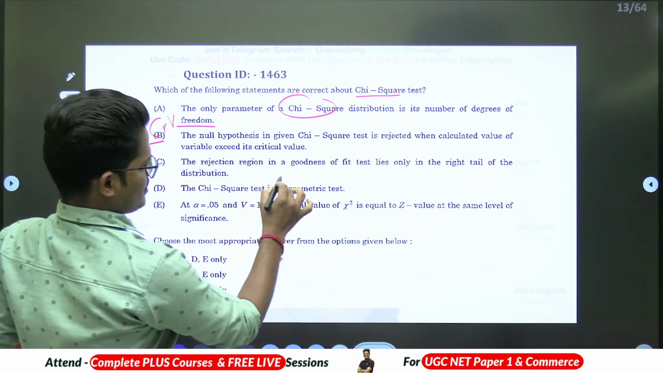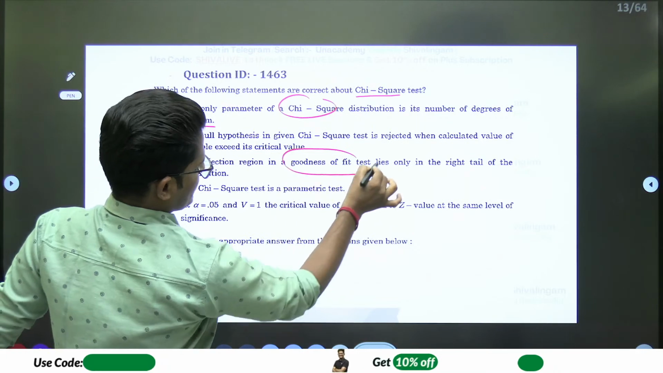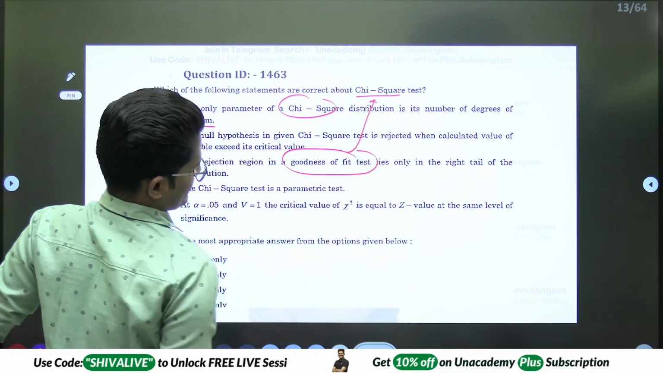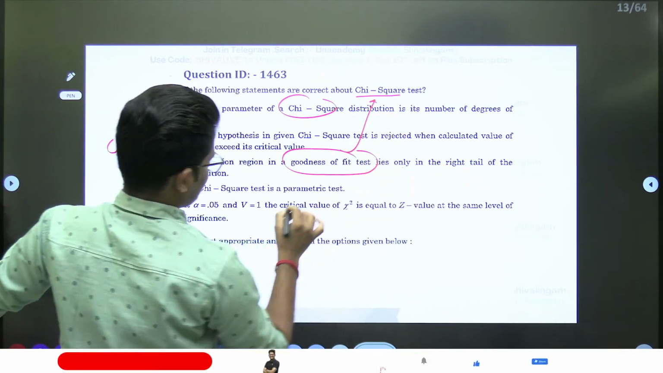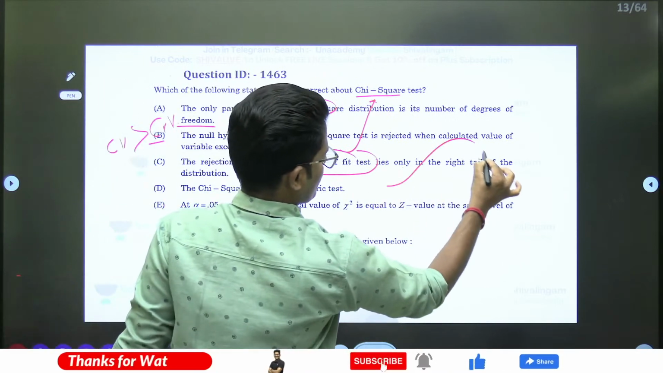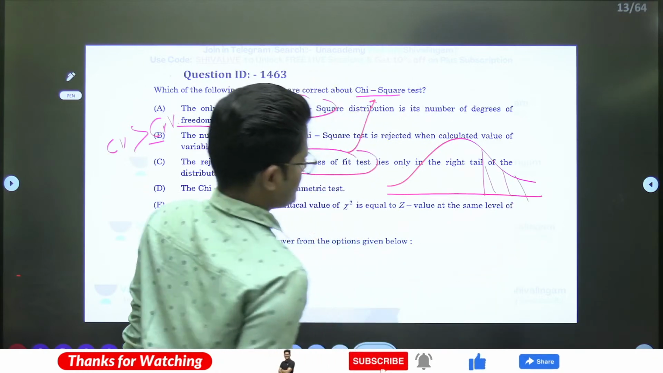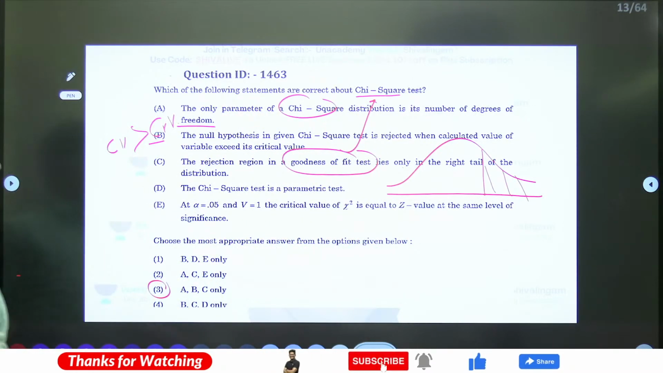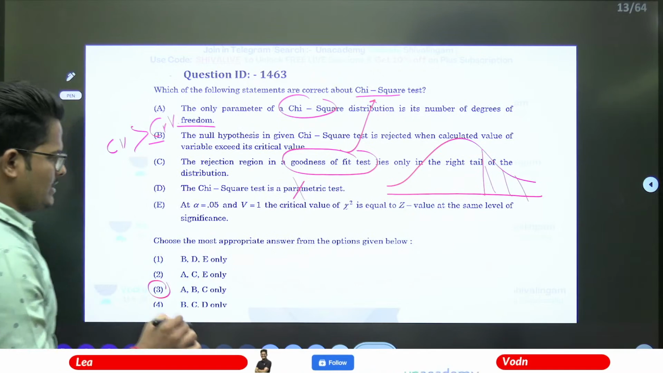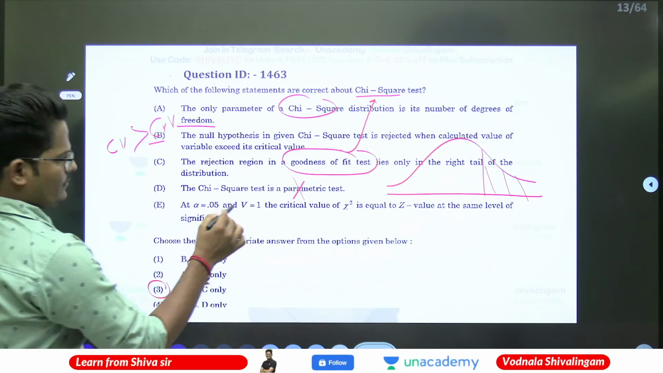And the rejection of a goodness of fit test, because another name for chi-square is the goodness of fit test, lies only in the right tail. That is the right tail. This is what a goodness of fit is. The chi-square test is not parametric, it is non-parametric. And alpha is equal to 0.5 and v is equal to 1.